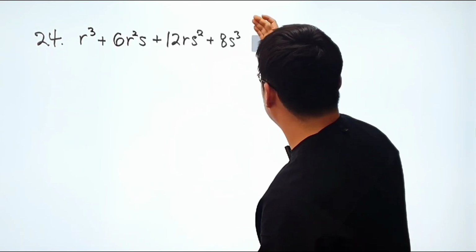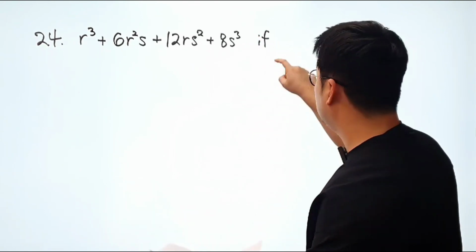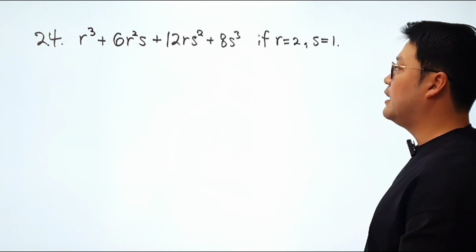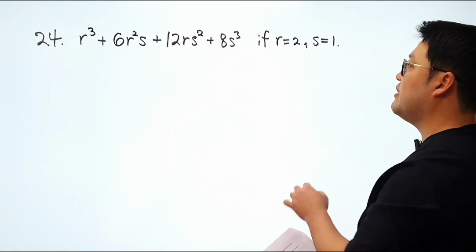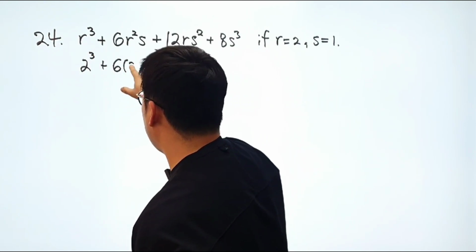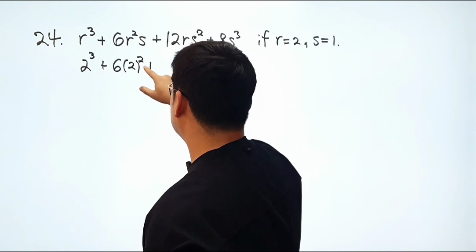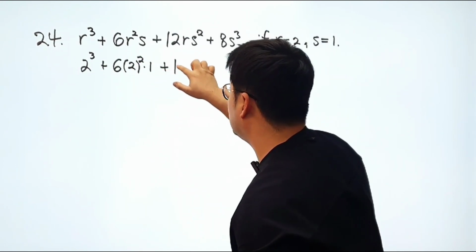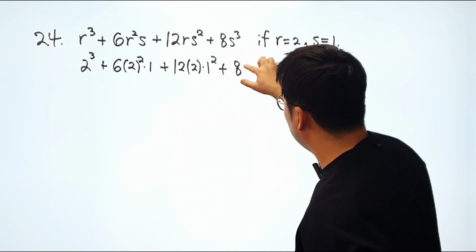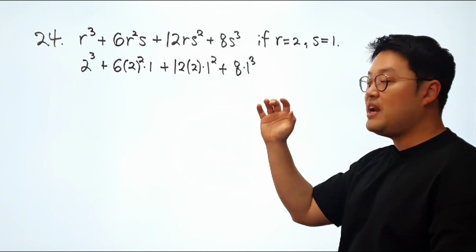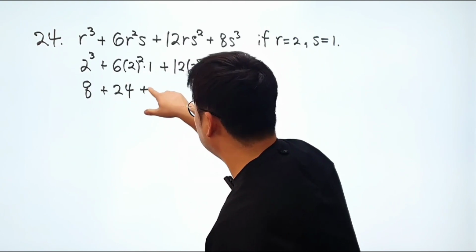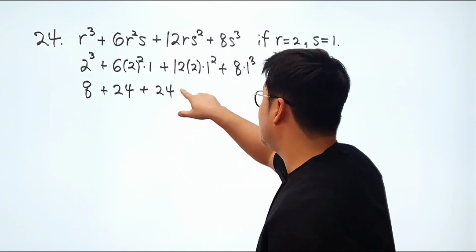So, let me erase this, if r equals 2 and s equals 1. All right, in order to evaluate this, I'm plugging in these given values. So we have 2 cubed, and I have 6 times 2 squared times s, which is 1. And I'm multiplying 12 times 2, and also multiplying by 1 squared. And we have 8 times 1 cubed. Okay? So if you write it down accordingly, these are 8, and these are 24, and you can check that these are also 24, and these are 8, right?